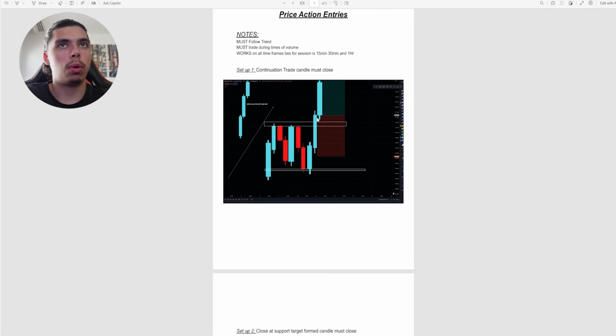This is what we want to see. We want to see structure formed and a candle close above. I want a candle to close above a resistance. So in this scenario, we're looking for buys. I want a candle to close above resistance on either a 30-minute, a 15-minute, or a 1-hour time frame. Any one of those time frames is valid, okay?